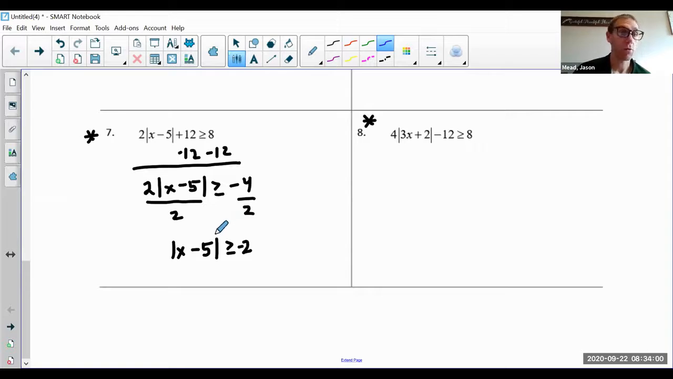One thing that's kind of important is that notice that this is a negative number, but I'm not flipping the sign because I'm not multiplying or dividing by the negative. So I only flip the sign if I multiply or divide by the negative. I don't flip the sign just because there's a negative involved. So I have greater than or equal to -2 here.